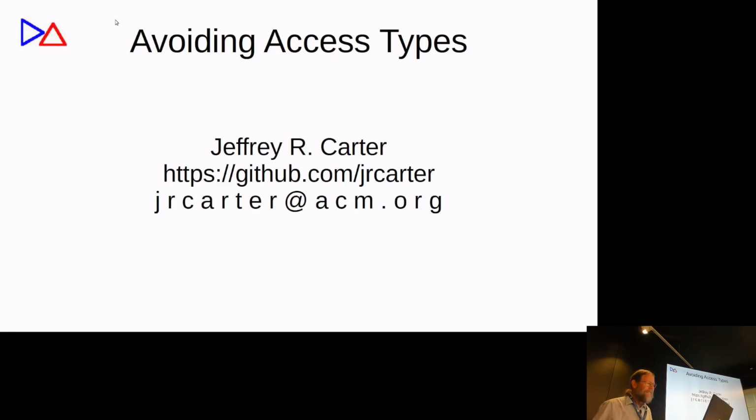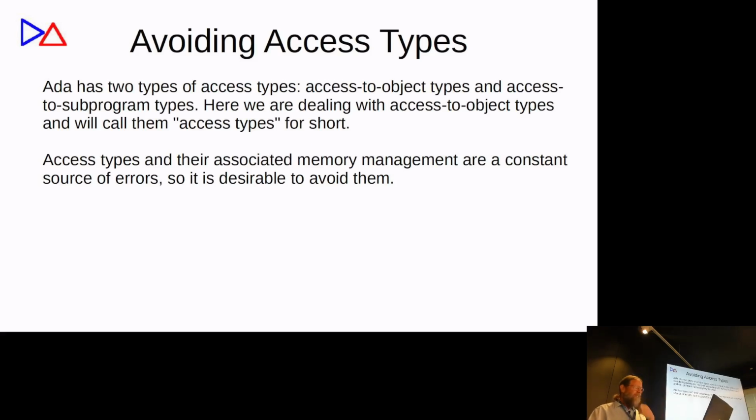All right, avoiding access types, how and why. First, some terminology. The main issue with access types is memory management. And there are also access to subprogram types where you don't really have memory management problems. So in here, when I say access types, I'm referring to access to object types for short.